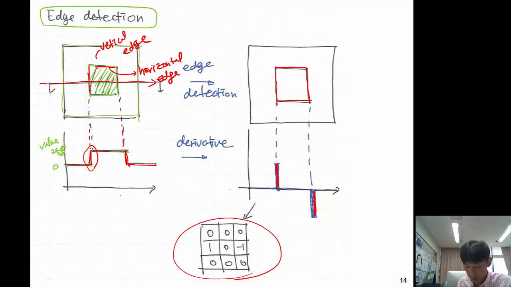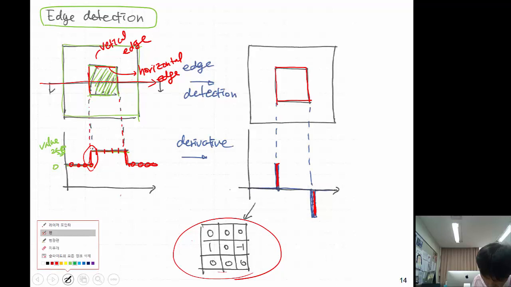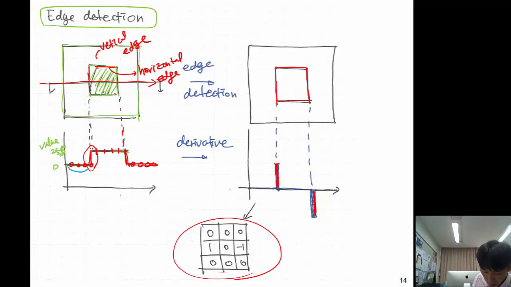So how does it work? Let's say that we have 0, 0, 0, 0, 1, 1, 1, 1, 1. This is the value; it could be 255, but it doesn't matter that much. So then let's say that this kernel is here, then the value will be x_{i-1} minus x_{i+1} over 2. So here and here it is not changing, so it will be just a 0, right?